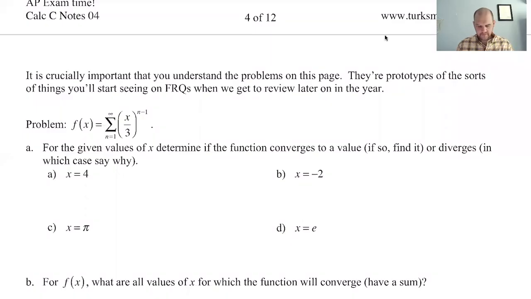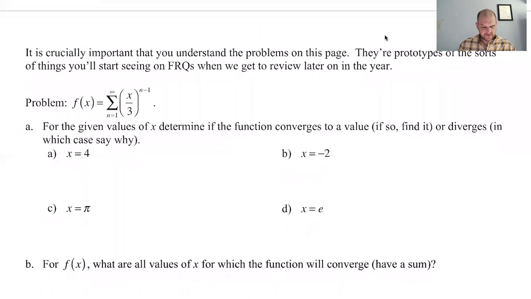All right, we're back. We are on page 5 of notes 4 of Calc C, and we're talking about infinite series. So we looked at geometric series, we looked at partial sums of series, we looked at a bunch of things, and now we're just practicing a little bit. So let's see if we understand this.